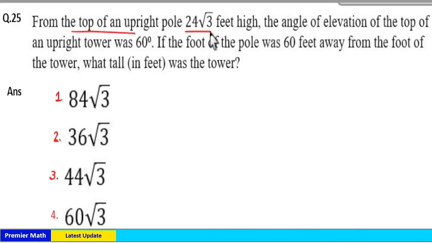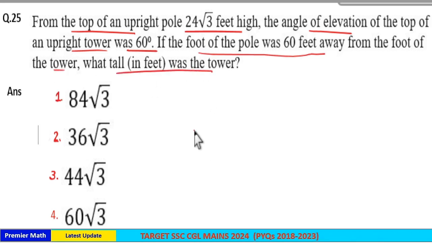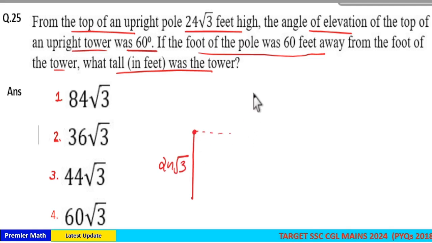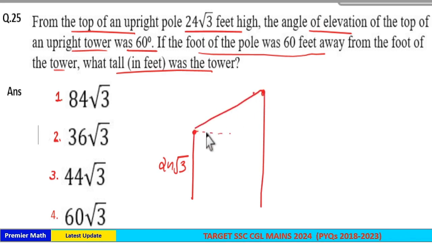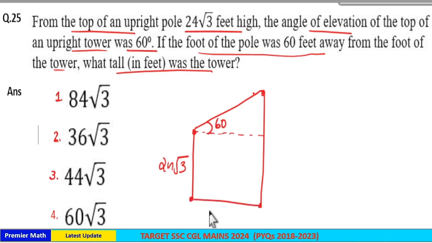From the top of an upright pole 24√3 feet high, the angle of elevation of the top of the upright tower was 60 degrees. If the foot of the pole was 60 feet away from the foot of the tower, how tall was the tower? Here this is the pole which is 24√3 high. Now from this top of the pole to the top of the tower, the angle of elevation is equal to 60 degrees. So draw the horizontal line from this top of the pole. Now this angle is 60 degrees. And here from the foot of the pole to the foot of the tower, the distance is equal to 60 feet. Now this height is also 24√3.